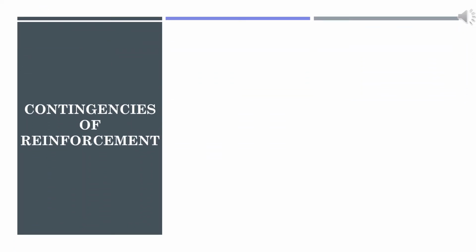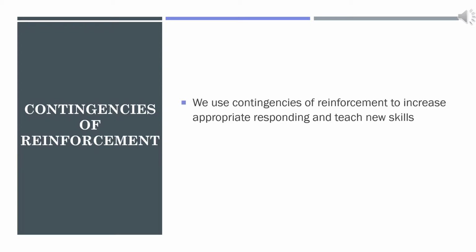The purpose of setting up these contingencies and ensuring that consequences are delivered immediately or clear rules are stated is to increase appropriate responding and teach new skills. If we do not have effective contingencies in place, our clients may not engage in responses that will lead to learning and skill acquisition. As behavior analysts, it is critical that we set up the environment in a way that promotes learning. To do this, we have to have effective contingencies.